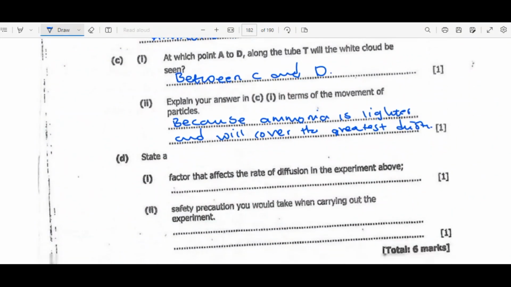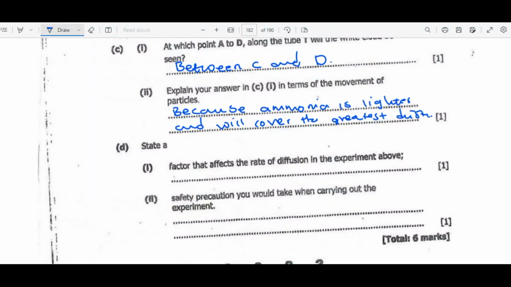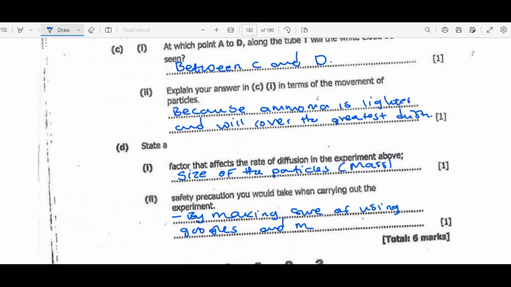Alright, then we'll move on to D. State one factor that affects the rate of diffusion in the experiment above. Here we can just say size of the particle, which is mass. So it is the mass. Then safety precaution you would take when carrying out the experiment. This one, by making sure of using goggles and mask, because the ammonia is a poisonous gas and we are trying to prevent that gas from entering our mouth. So that's a concept that we can use.